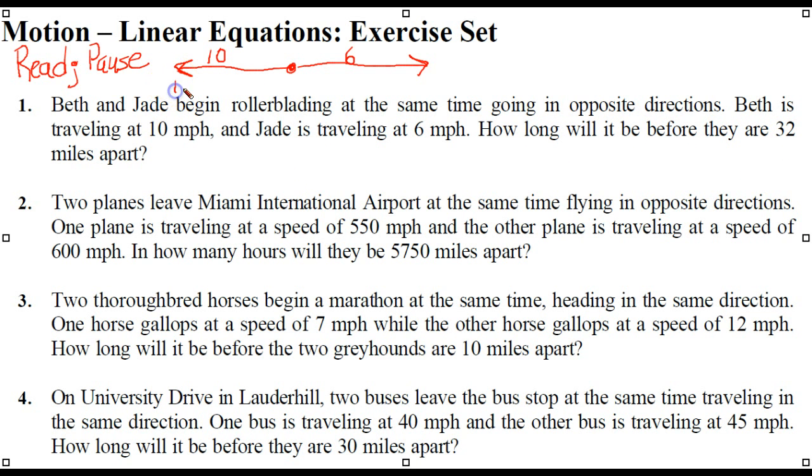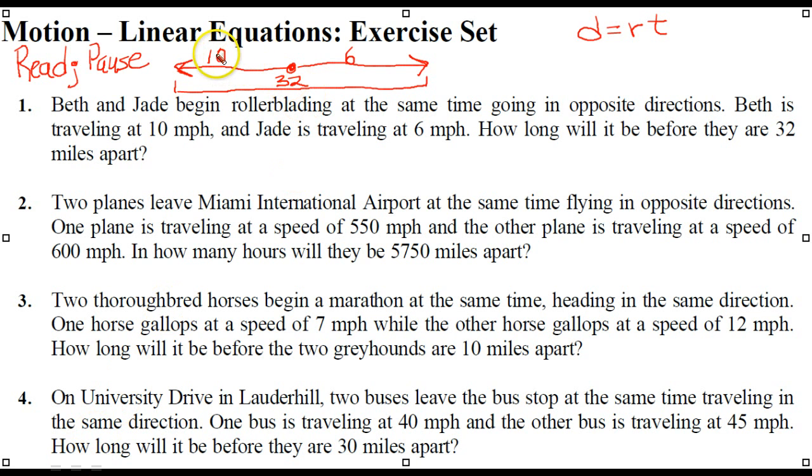So this distance here, toward the end of it, is going to be 32 miles. So again, we've made a sketch, and because this is motion, the formula we'll be using throughout this will be distance is equal to rate times time. So do we know the time? In fact, we don't know the time. But we know the time is the same.